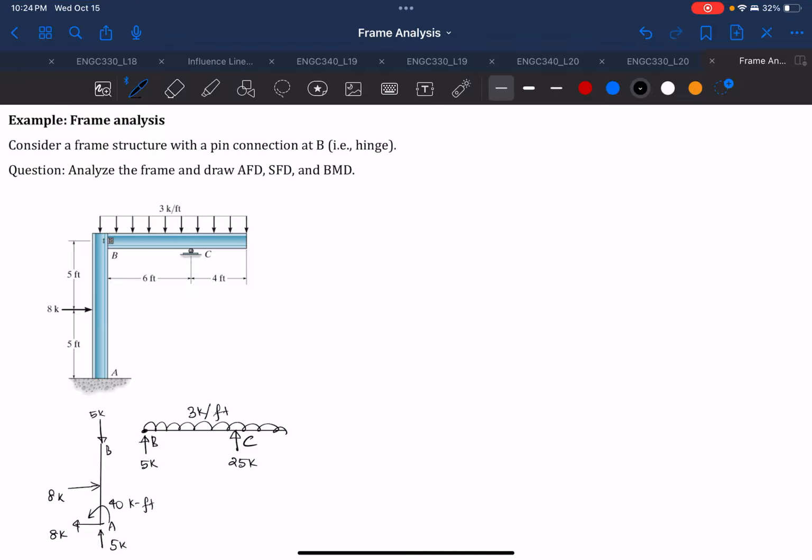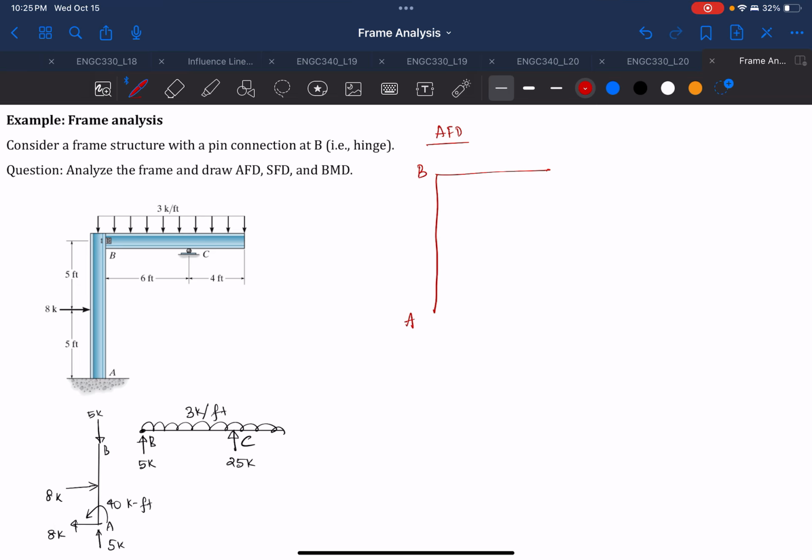So now once we get all these internal reactions, we can draw the different diagrams, which are your axial force diagram, shear force diagram, and BMD, the moment diagram. In this case, for your axial force, we'll draw first the AFD, which is your axial force diagram.